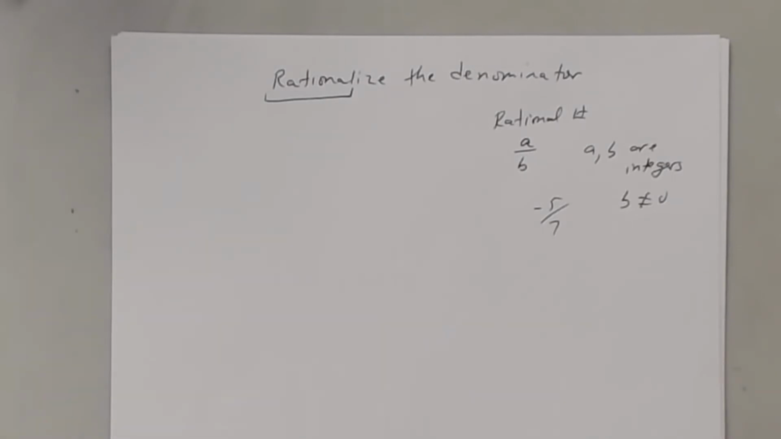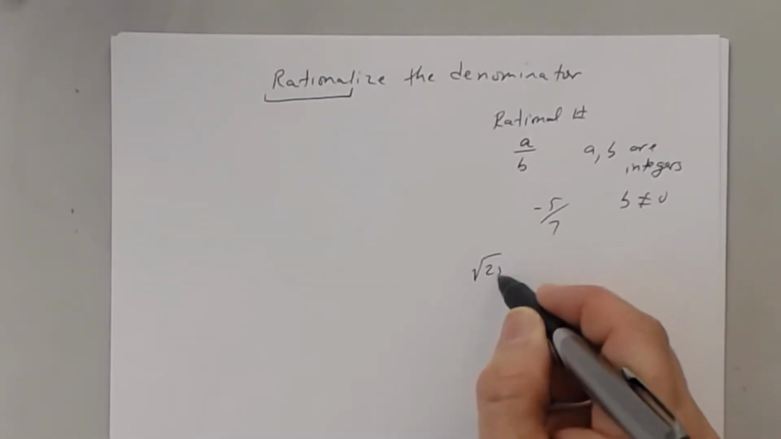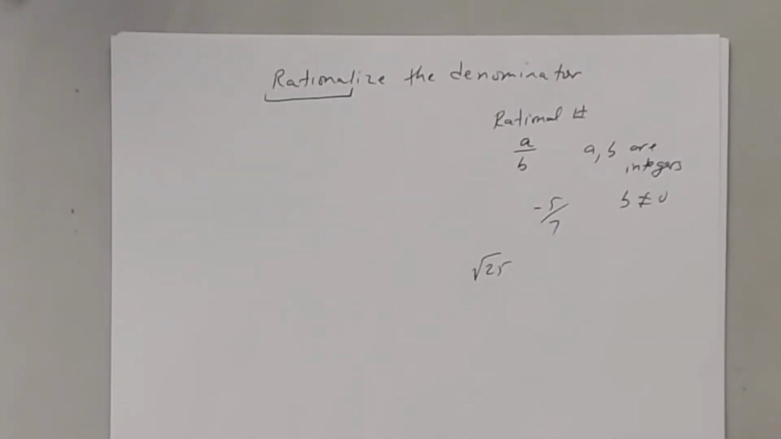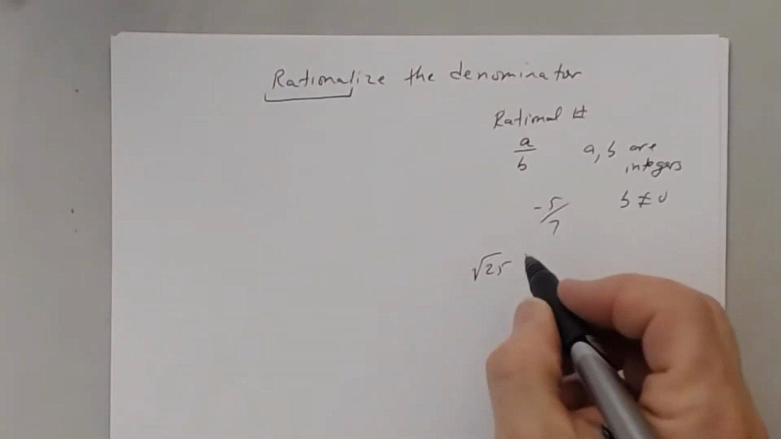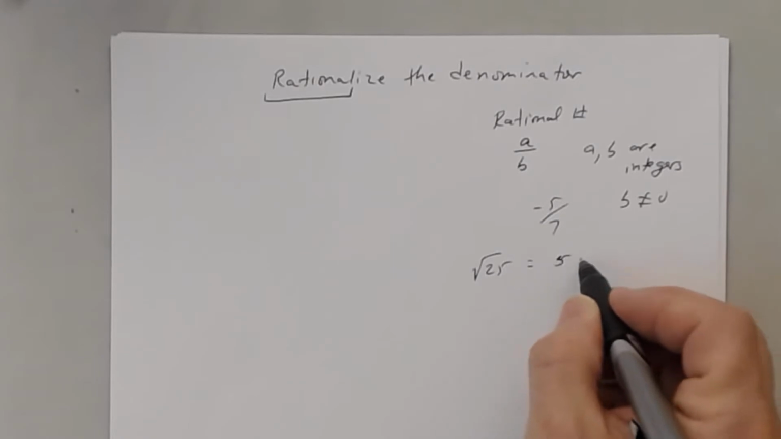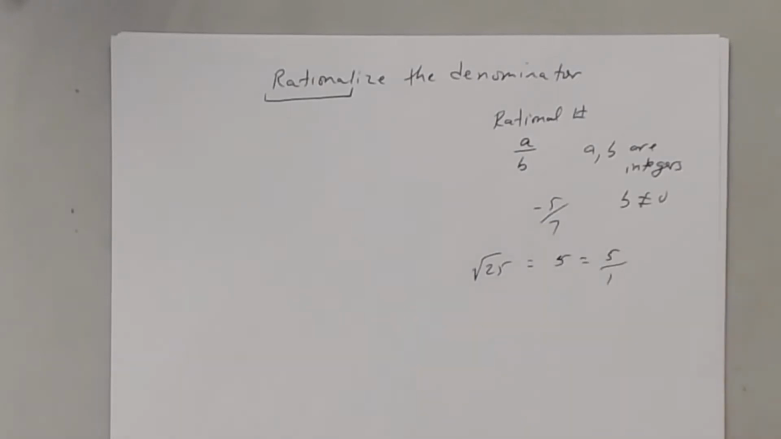So a rational number is any number that can be written in that form, where the numerator and the denominator are integers. So kind of like the square root of 25. Is the square root of 25 rational or irrational? It's rational, because I can write the square root of 25 as what number? 5, and I can write 5 as 5 divided by 1. And are 5 and 1 integers? Yes, they're integers.